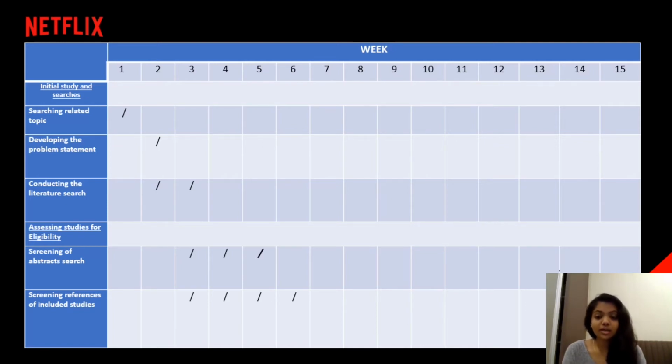Basically, we already have to start doing it. Screening of abstract search means we would be evaluating all the journals that we've searched and studying them to see if they're eligible to be used for our literature review. Next would be the screening of references of included studies, which would take place in weeks 3, 4, 5, and 6. That would be evaluation of all the sources of references from the journals to see if they're eligible to be used.